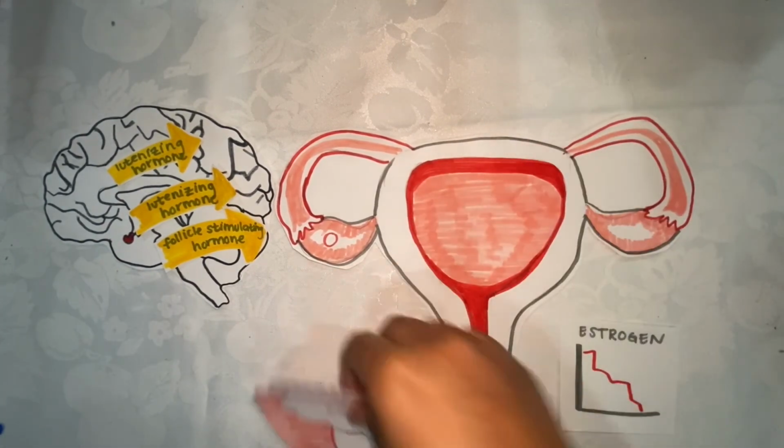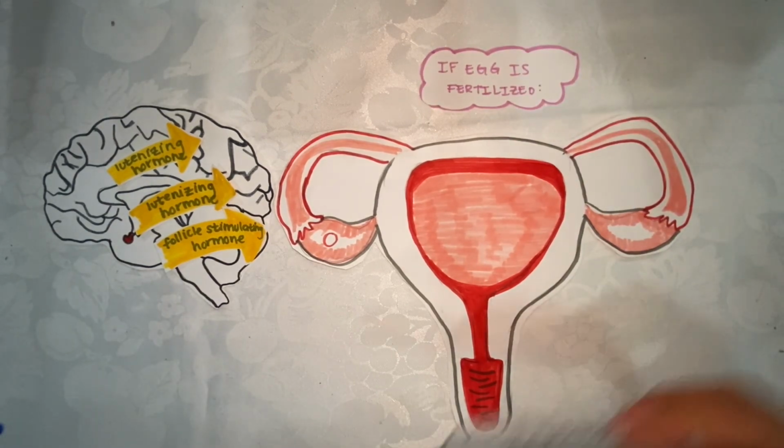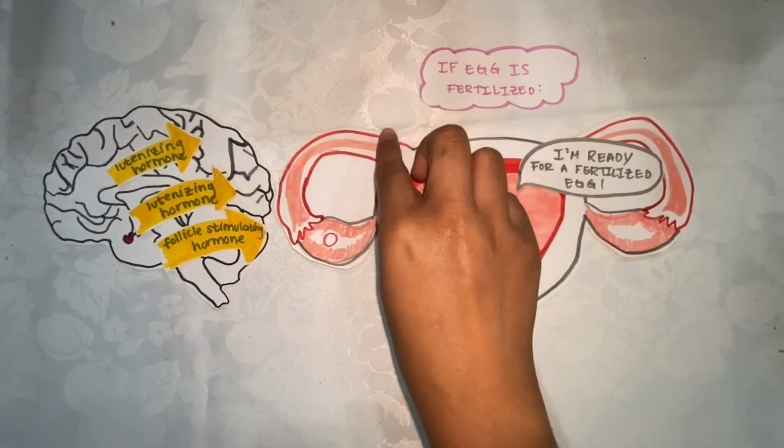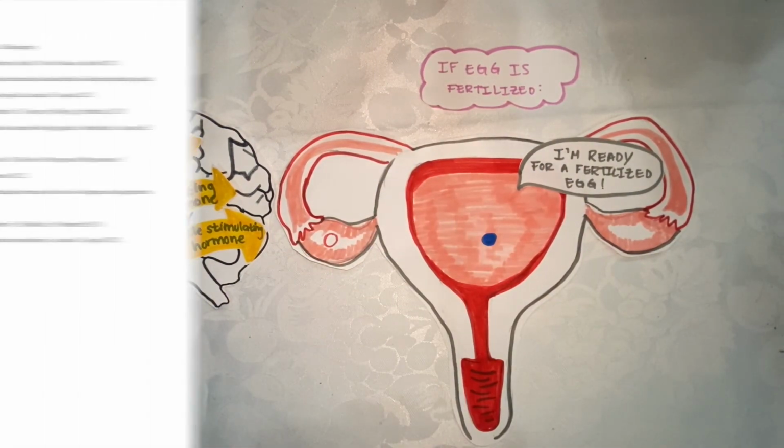If an egg is fertilized, it is then called a zygote, and the zygote then travels along the fallopian tube and makes its way down to the uterus, where it rests in the uterine lining and pregnancy begins.